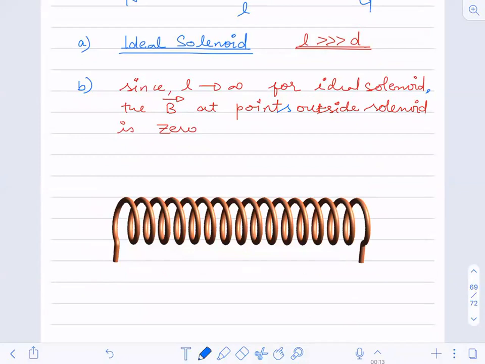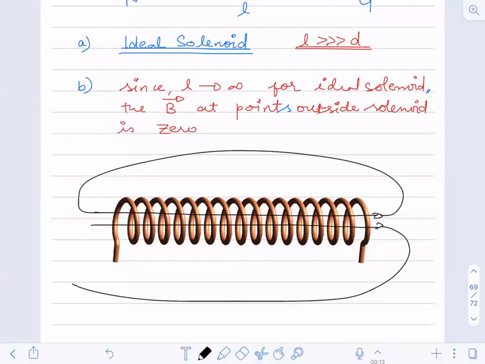Now, if I draw magnetic field lines like this, they will go inside and then return like this. Correct? Suppose this is the South Pole and this is the North Pole. The magnetic field lines move from north to south outside the magnet, and inside the magnet they go from south to north. Only then do they form closed lines. This is how the magnetic field lines are drawn.